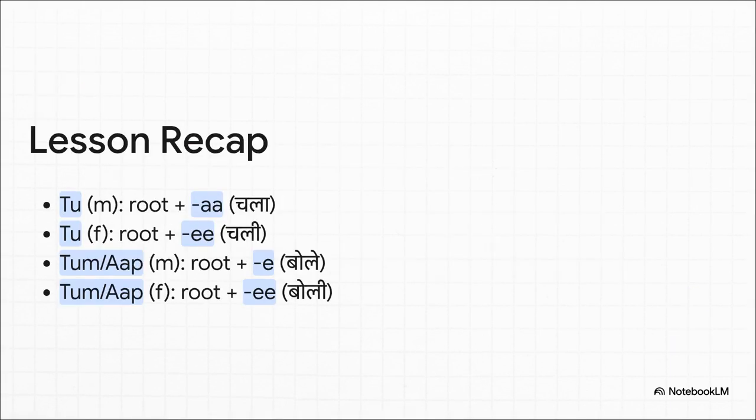Nicely done. So let's just boil it all down. It really comes down to these four simple patterns. For tu, it's a for guys, e for girls. For tum and ap, it's e for guys and e for girls. That's it. That's the whole secret. Once you get this chart locked in your brain, you're going to use the past tense with you so much more confidently.